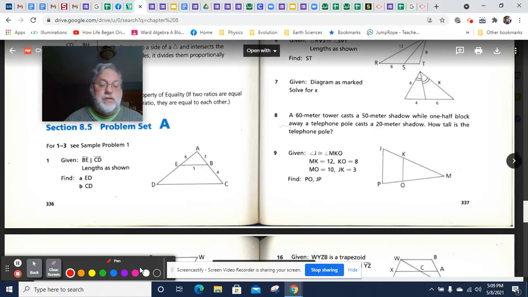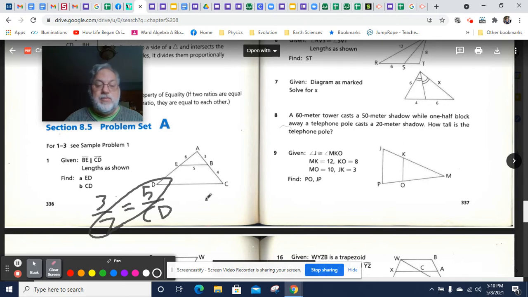I think it might be useful to write that down. So 3 is to 7 as 5 is to CD. And so we're going to get a fraction for this one. So 7 times 5 will be 35. So that'll be 3 times CD equals 7 times 5. And then we can work out what CD is from that. I'll let you do the rest of the arithmetic on that one.